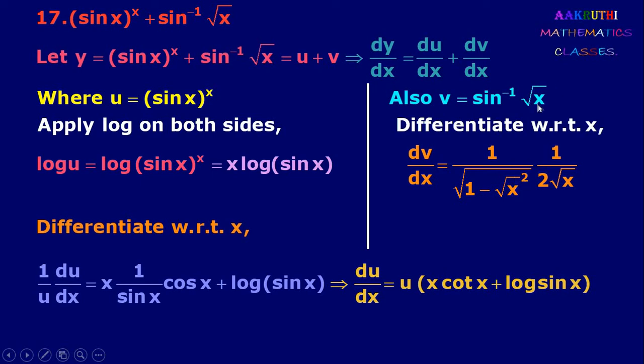Again, you have to use chain rule, differentiate root x. Again, it is 1 by 2 root x. Therefore, differentiation of sin inverse root x is 1 by root of 1 minus root x whole square. Again, root x differentiation is 1 by 2 root x. Simplify this. Here, root and square cancel. Remaining is root of 1 minus x.